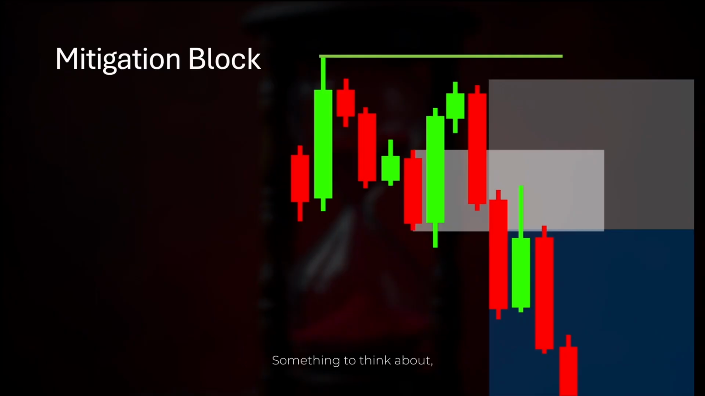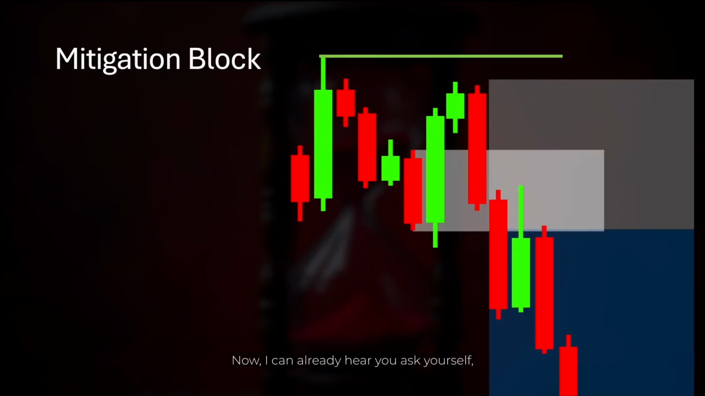Something to think about. When the market displaces below this down close candle, and we see the market retrace into that low, that's a potential shorting opportunity. We can place our stop above the high, which set up the expansion lower. Keep in mind that this is how we trade a mitigation block.